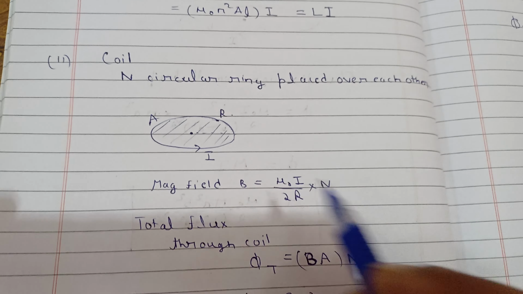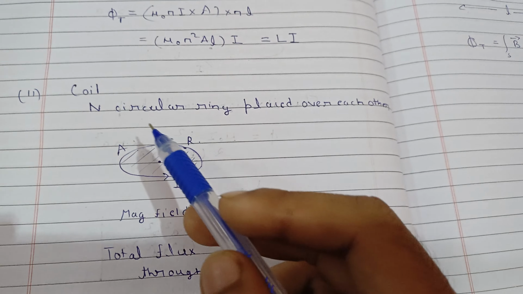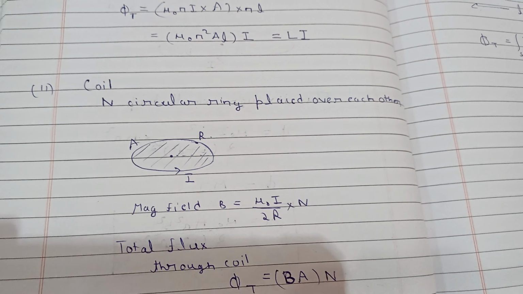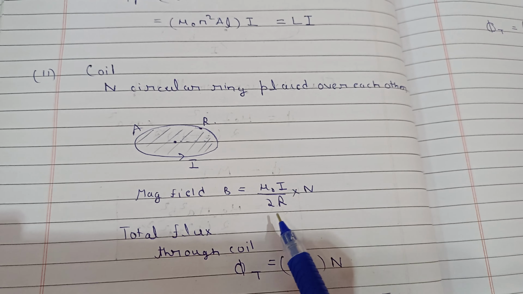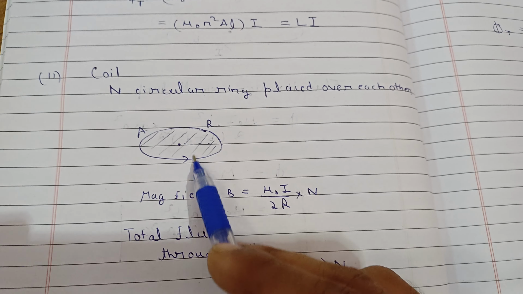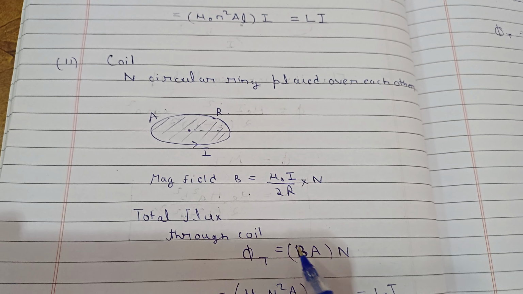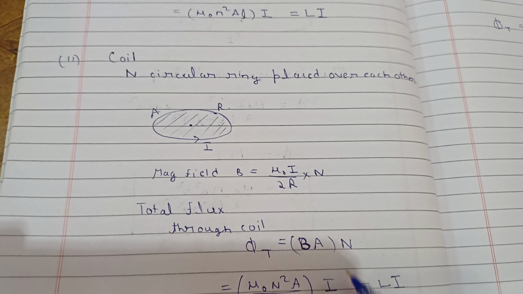Now this is a simple coil, and if you put many circular coils or rings placed over each other, you need to find the self inductance. So again the magnetic field due to one coil will be mu naught I by 2R at the center, and for n rings we will get n mu naught I by 2R. So this is B. Now total flux will be BA and n. So B A multiplied by n will give you this.